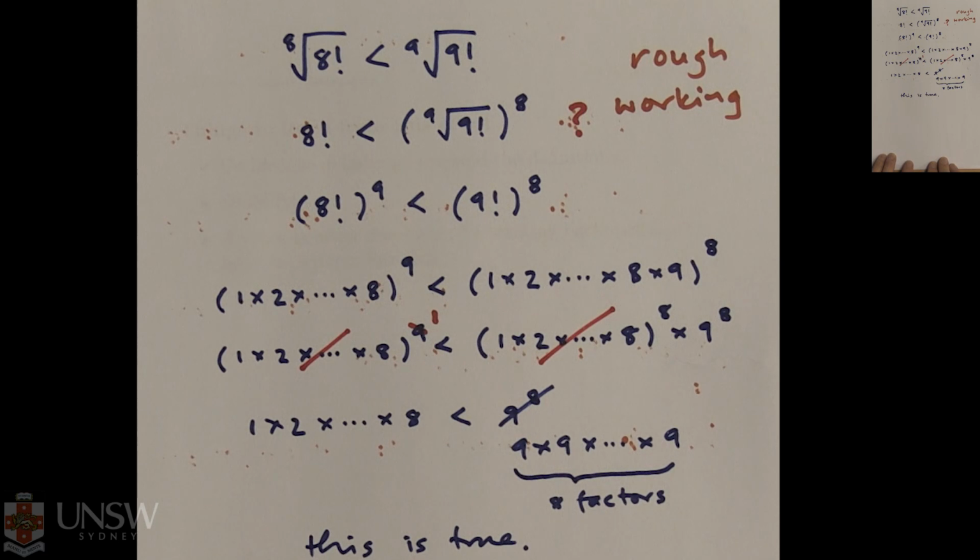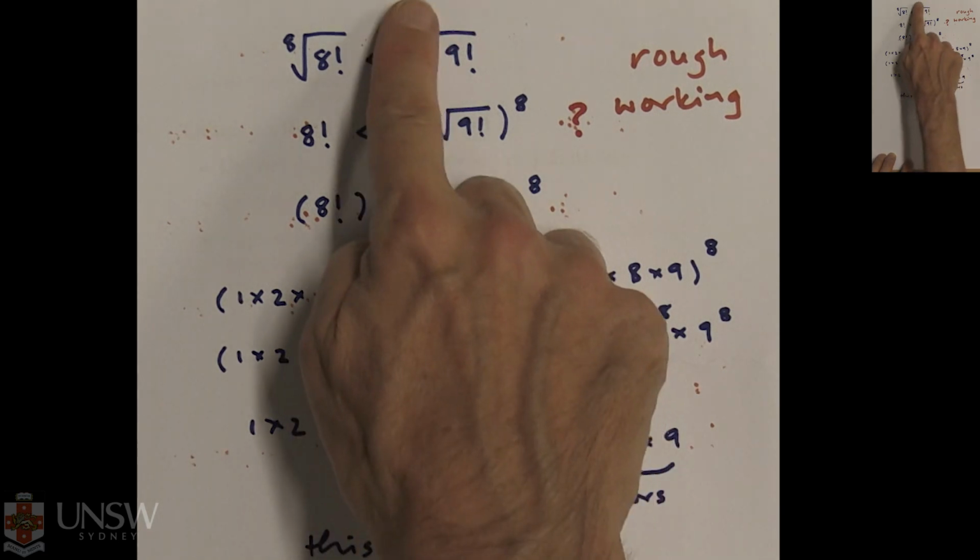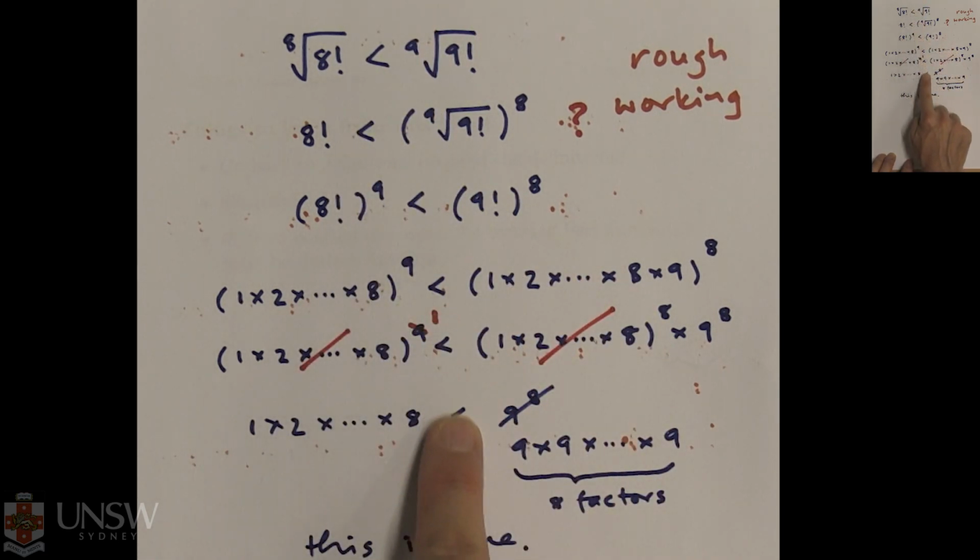I'll give you a bit of a tip. If you have anything like this, which purports to be a proof, which ends up with this is true, or which is true at the end, that's normally a pretty good indication that you've got the proof the wrong way around.